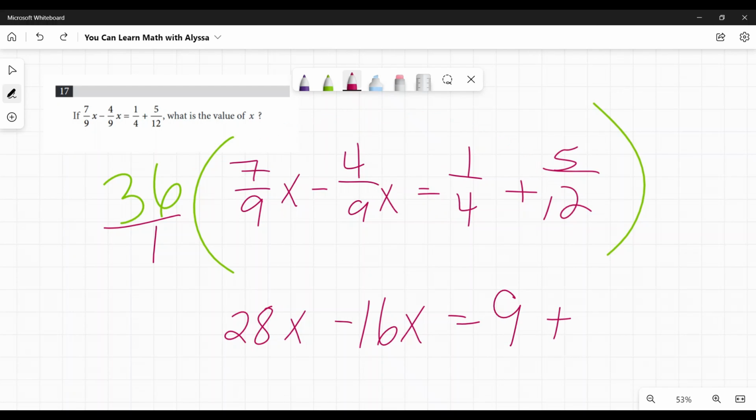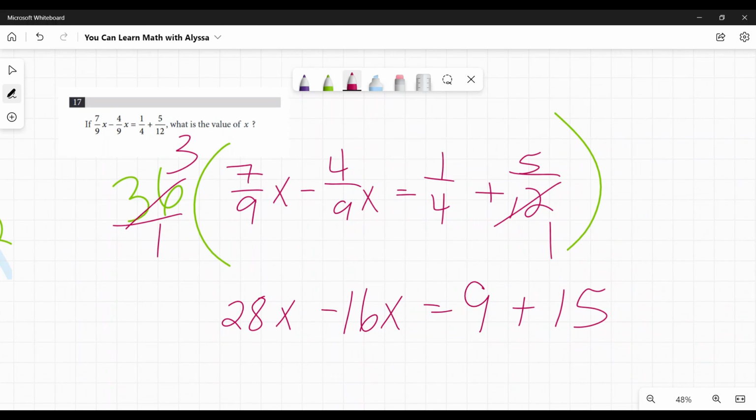And then 36 times 5/12. You can use canceling. 12 goes into 12 one time, into 36 three times. 3 times 5, so what's left is 15. And then you get 28x minus 16x, which would be 12x, equals 9 plus 15, which is 24. And when you divide both sides by 12, you are left with x equals 2.